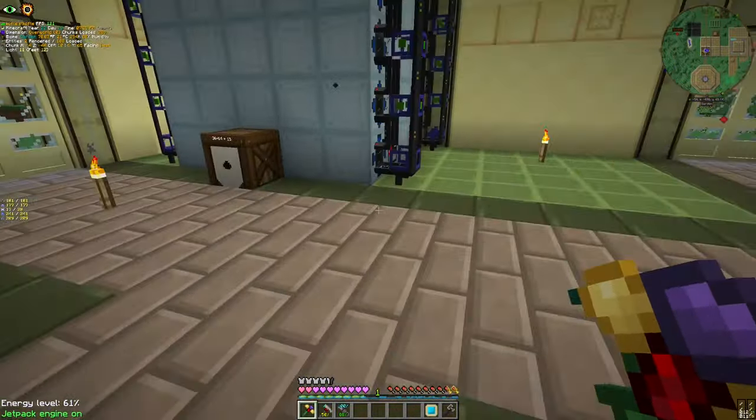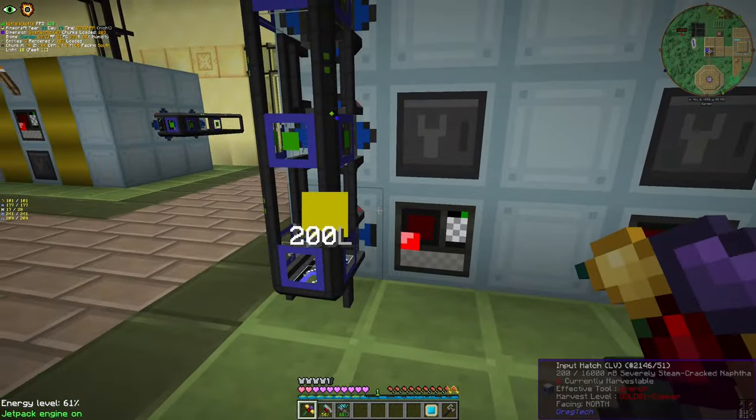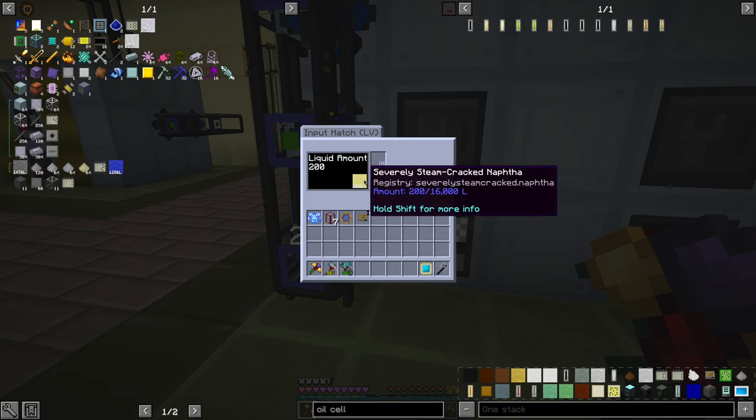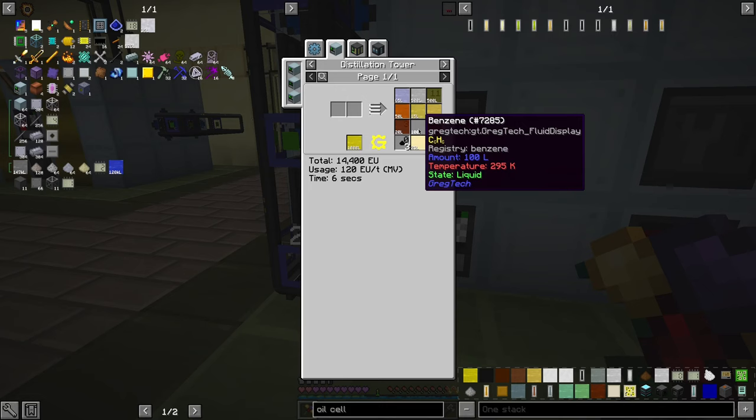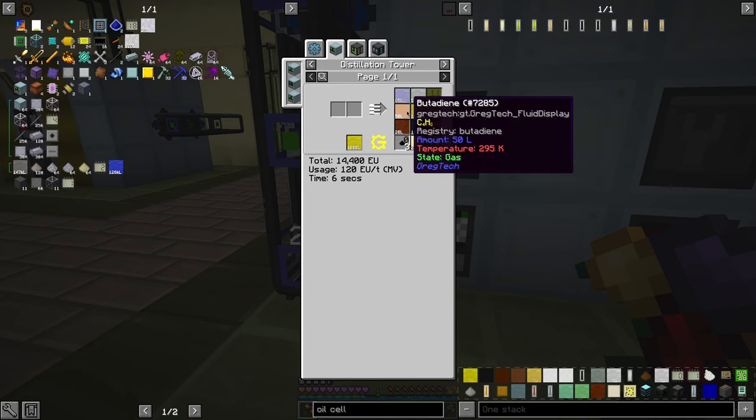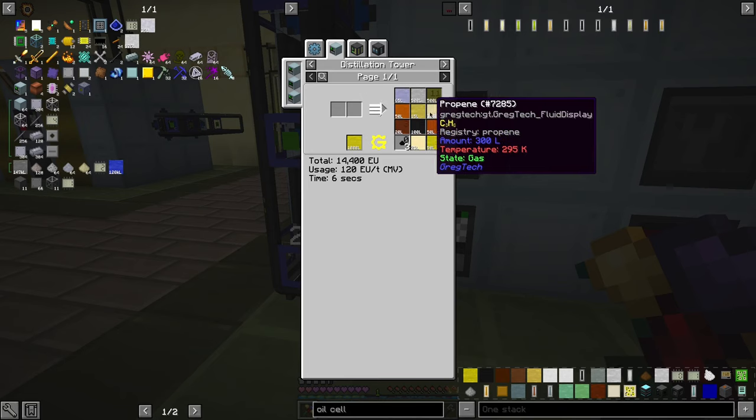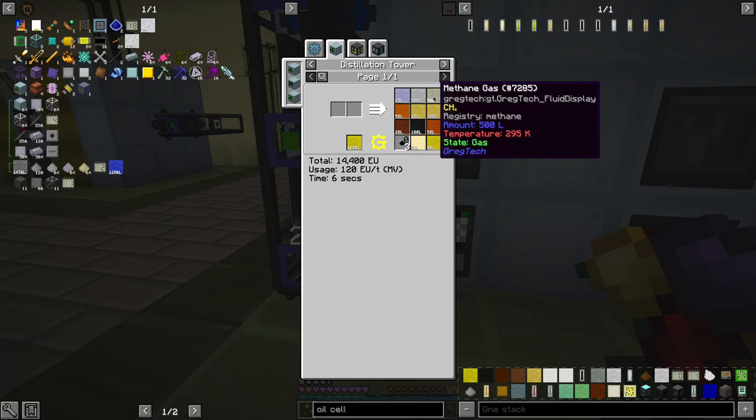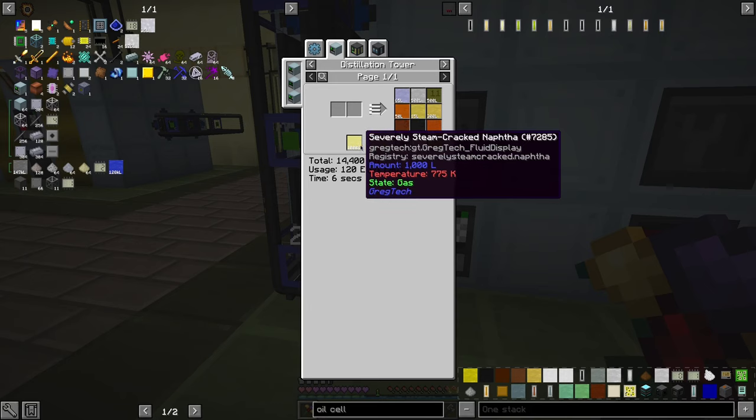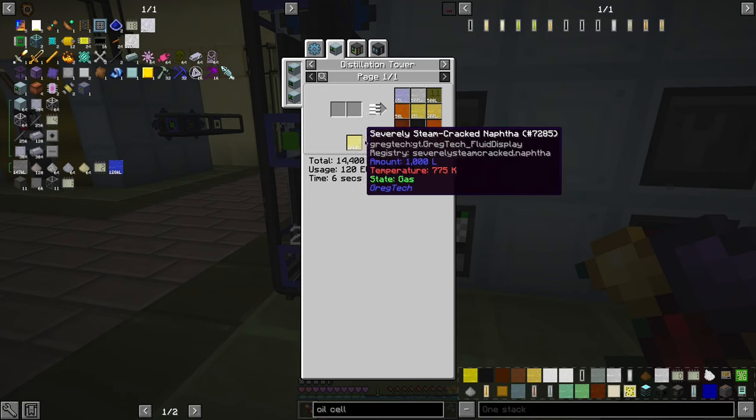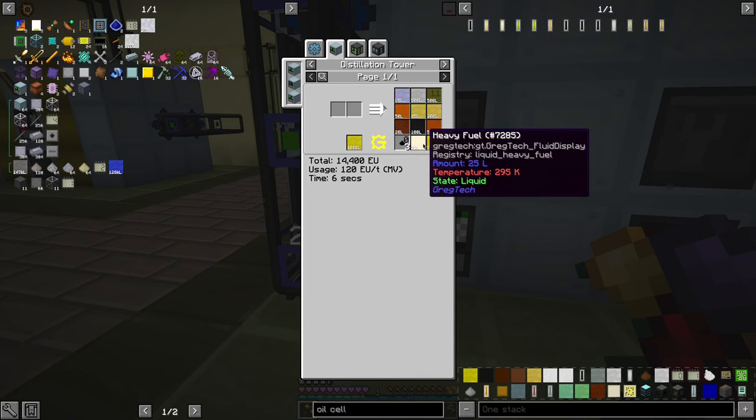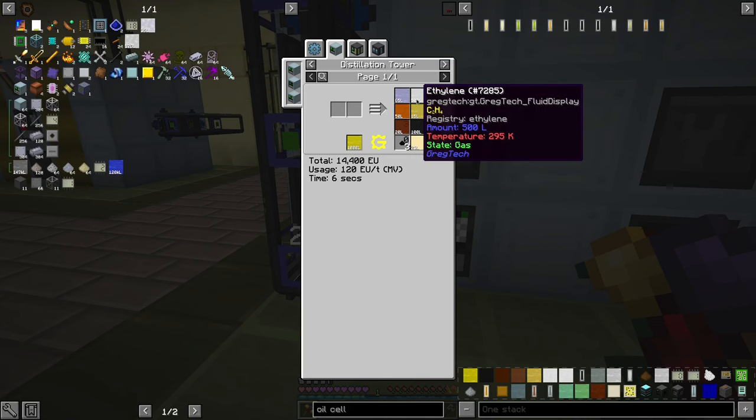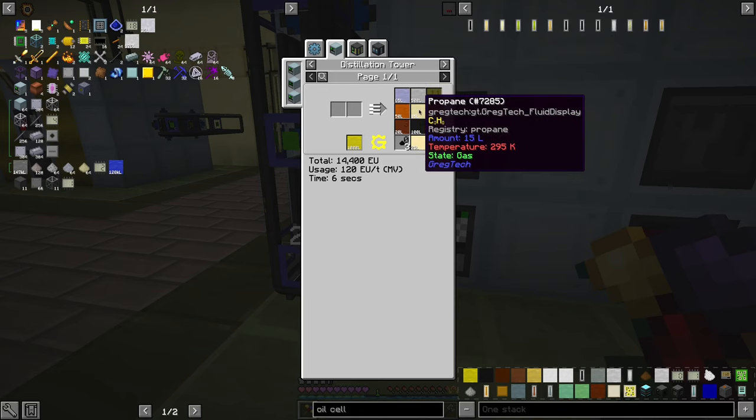And then this behemoth is severe steam cracked naphtha. And you get heavy fuel, light fuel, toluene, benzene, butane, butadiene, propane, ethane, ethylene, methane. It's a mouthful. But toluene, those guys are not that important. Ethylene is a huge bonus.